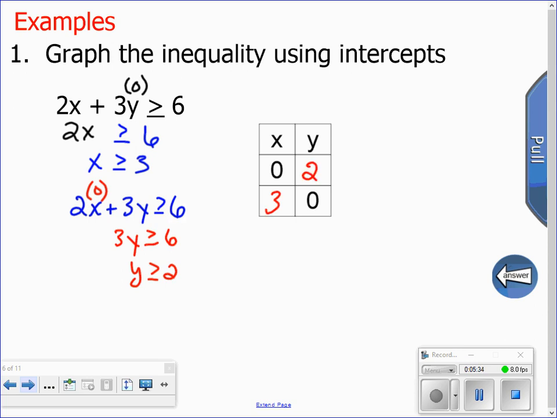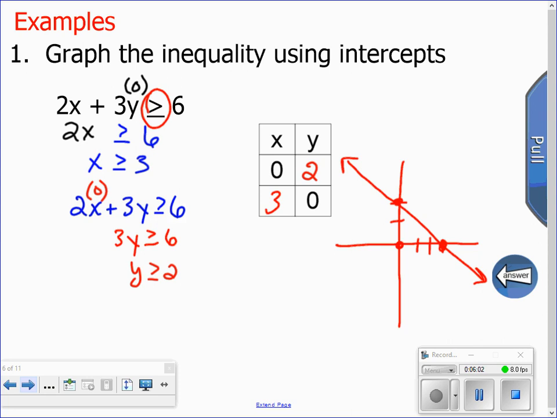And then we want to graph this. So making my graph, I know that my x-intercept is at 3, and then my y-intercept is at 2. And we're going to graph our line. Now we want to determine, is it dashed or solid? So we look at our inequality symbol, that's greater than or equal to, so this tells us that we have a solid line. And then I need to figure out, do I shade above or below?